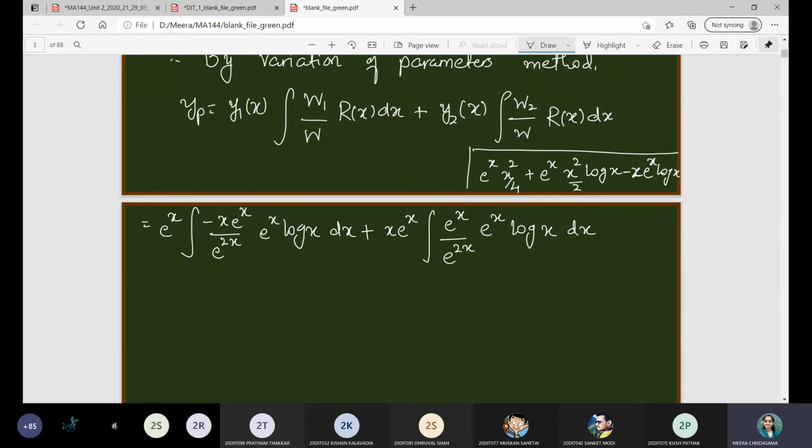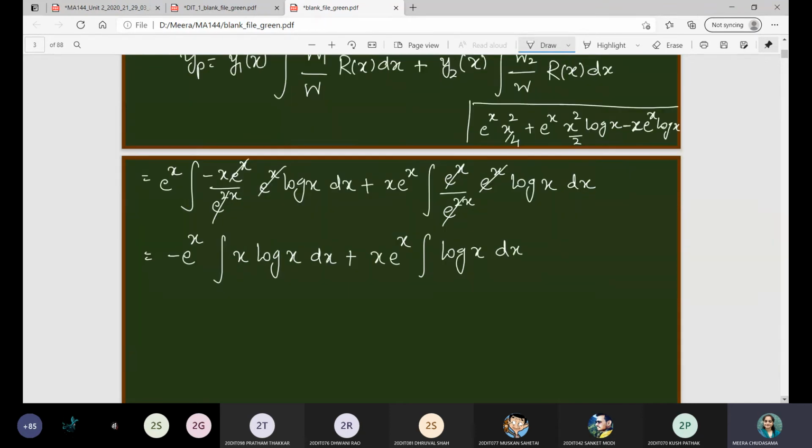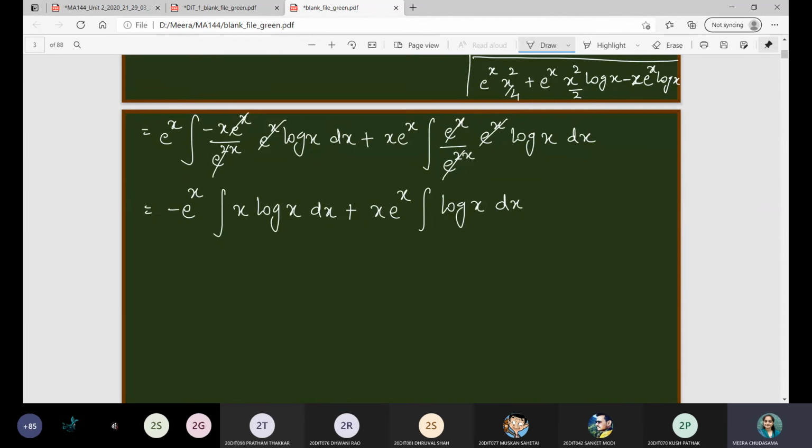So let us solve it. You can see that e raised to x in the numerator will cancel out with the denominator. So now the simplified quantity is minus, I can consider the sign common, x log x dx, plus x e raised to x integration of log x dx. Now we have to solve it by integration by parts. You can remember the integration of log x directly and substitute, but for this one we have to use integration by parts, in which we will consider this as u and this as v.